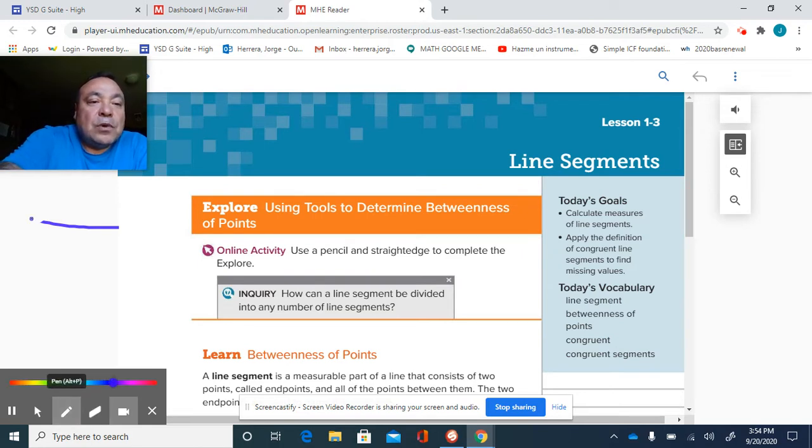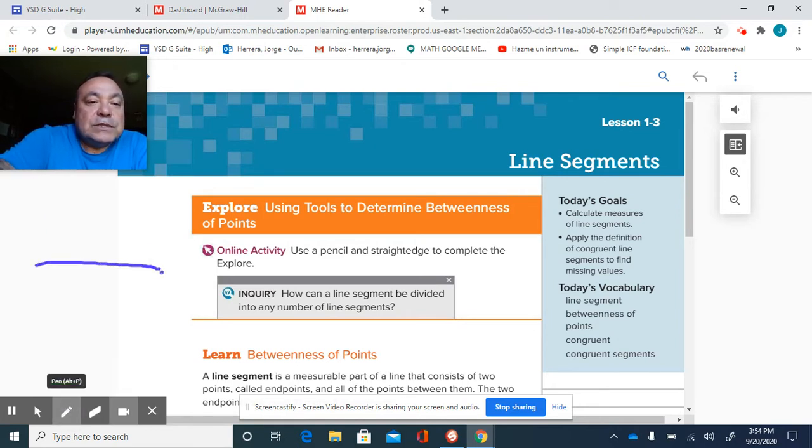So finite points mean we're going to be talking about specific points from one extreme to the other, just like that. Okay, so those are line segments. We have pieces of one line, and that's how we're going to work on it today.